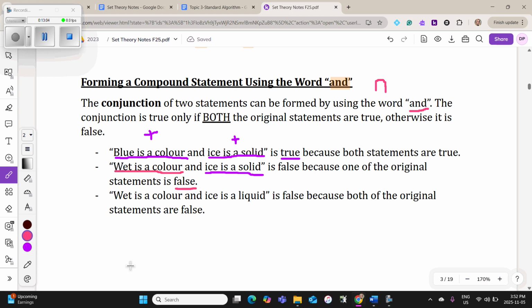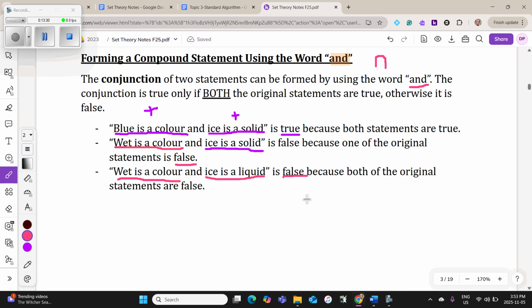And then our last example says wet is a color, which is false, as we talked about before, and ice is a liquid, also false. So therefore, the whole statement is false. So when we're using the word and, both statements have to be true in order for the compound statement to be true. So we'll get into using some more numbers for these things, but for now, both statements have to be true in order for the whole statement.